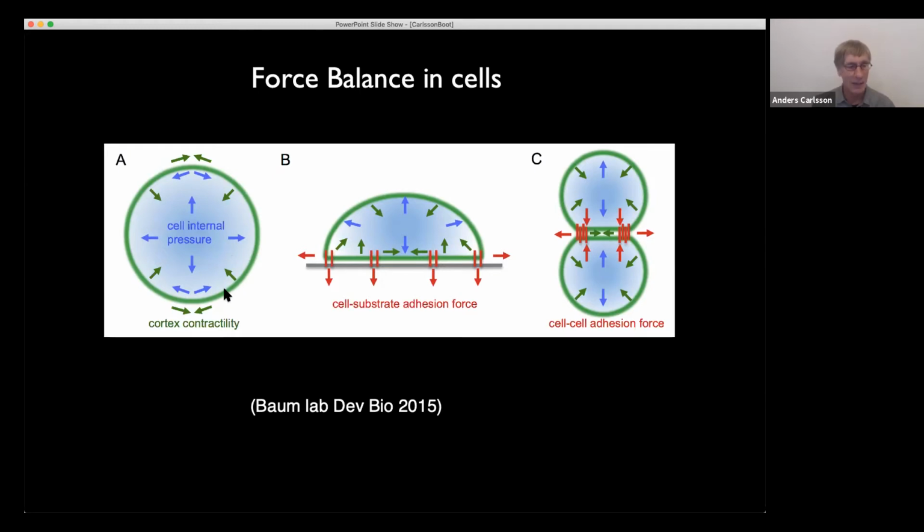And this is also being helped by the contraction of the cell cortex. If the cell has a cortex, that would be a layer of actin and myosin that tends to contract, and so opposes expansion.